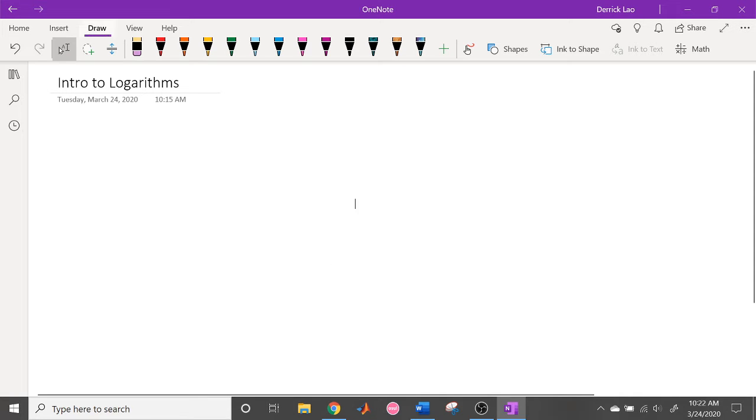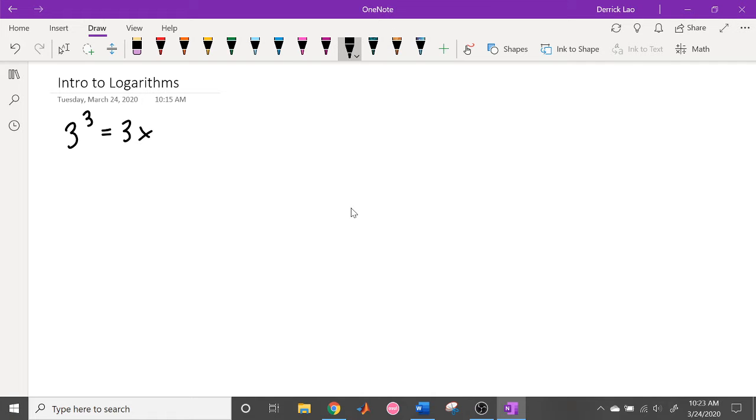Alright guys, so today's lesson is going to be on logarithms. So logarithms is another way of explaining an exponent, but let's do a quick review. So if we have 3 to the power 3, the same thing as 3 times 3 times 3, which is 27. So we can look at that and we see that 3 to the power 3 is 27.